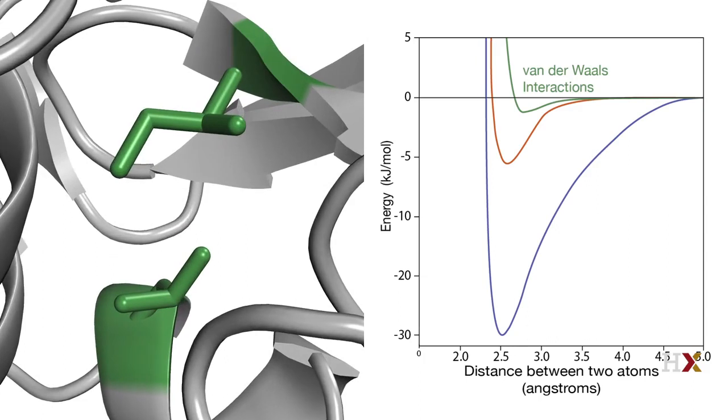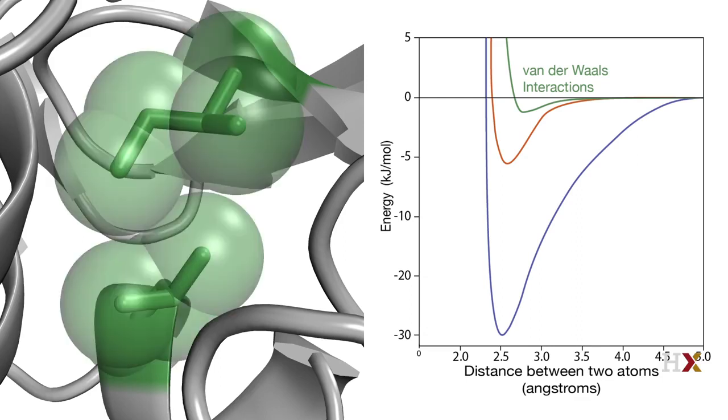The weakest ones are van der Waals interactions, such as this one between an aliphatic isoleucine and an aliphatic leucine side chain. As illustrated on the energy diagram on the right, van der Waals interactions are weak and act only over short distances, although they are present between any pair of atoms in close proximity. The distance at which the energy is minimal represents the van der Waals radius that's illustrated here by the transparent spheres.